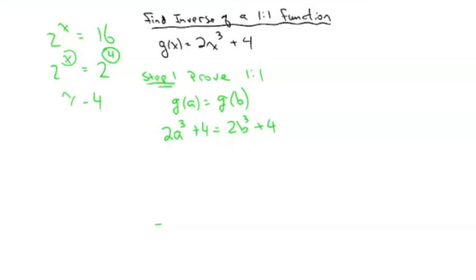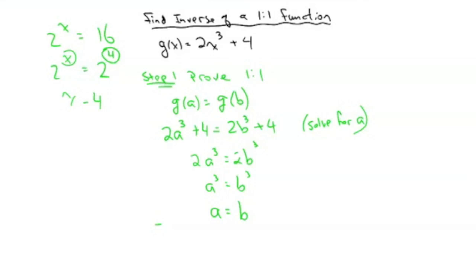Now, once you get to this line, you pretty much solve for one of the variables, but I usually choose a. So how do you solve for a? You subtract 4 from both sides, and you get 2a cubed equals 2b cubed. Divide by 2, you get a cubed equals b cubed. And now you take the cube root of both sides, and you get a equals b. Is it plus or minus b, or is it just b? It's just b, because it's a cube root.